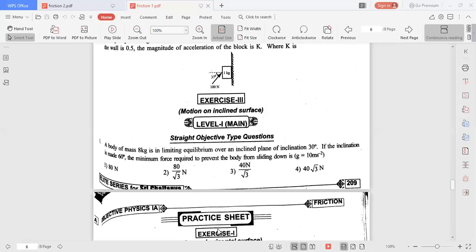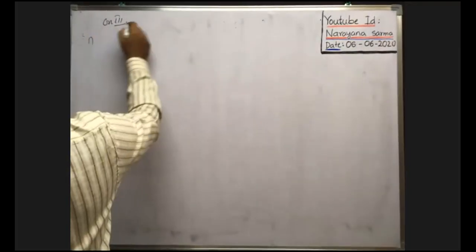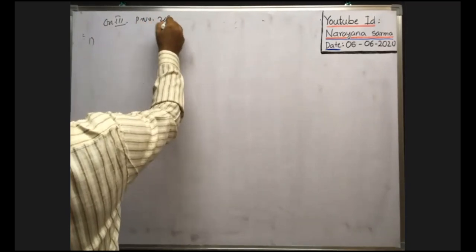You see, exercise 3, first problem. A body of mass 8 kg is in limiting equilibrium on an inclined plane of inclination 30 degrees. If the inclination is made 60 degrees, the minimum force required to prevent the body from sliding down is dash. Okay, all of you look at the board. First problem, page number 209.